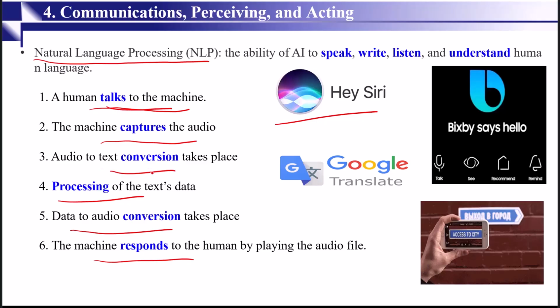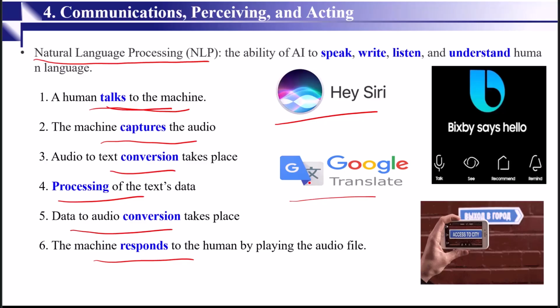Then audio to text conversion. If the input is in the form of audio, speech recognition algorithms are used to convert spoken words into text. These systems rely on acoustic models, language models, and various signal processing techniques to accurately transcribe the audio into written form. For example, voice assistants like Siri and Google Assistant try to convert our spoken words into text.